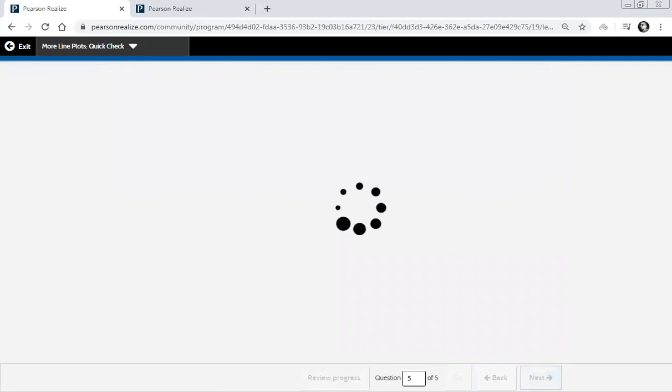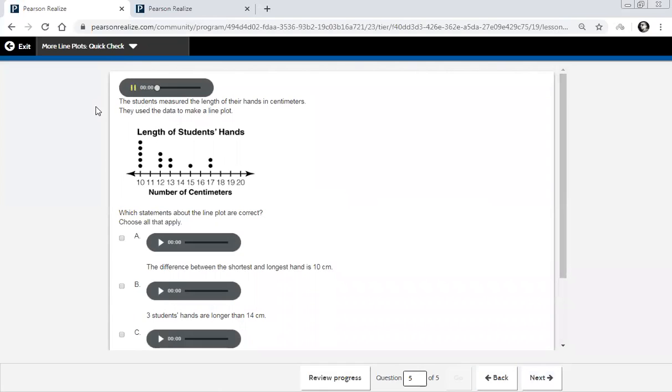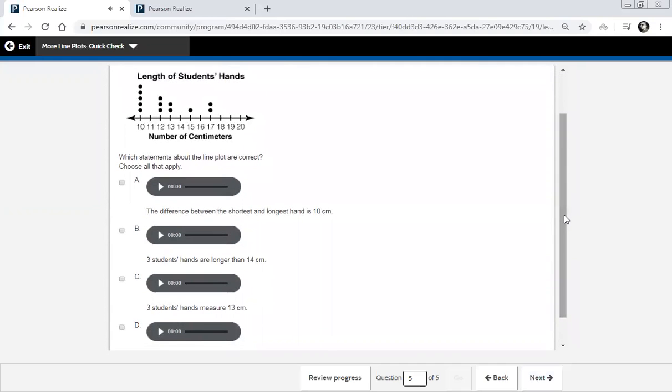The last question that we have in the first assignment, here it is. Listen. The students measured the length of their hands in centimeters. They used the data to make a line plot. Which statements about the line plot are correct? Choose all that apply. So guys, according to the line plot we are going to decide if the statement that we have is true or not. So let's start with the first option.